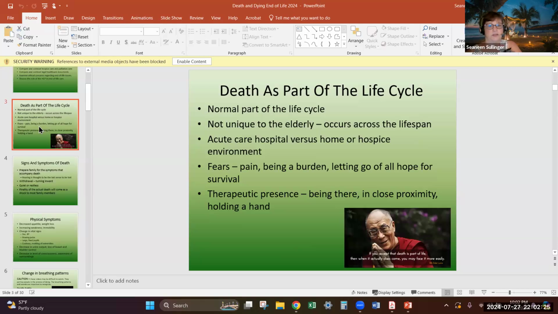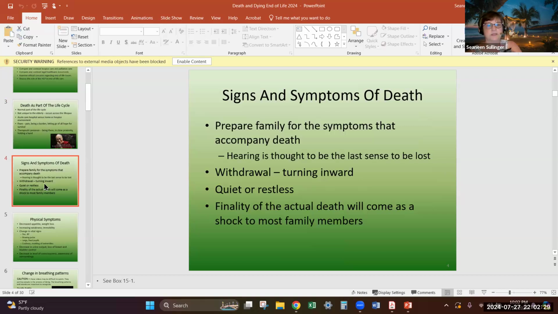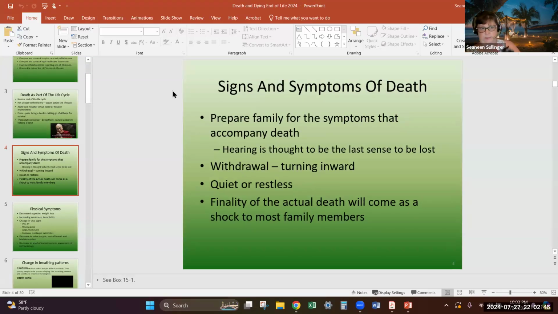Death is part of the life cycle, right? Signs and symptoms. So sometimes the person will actually start to withdraw, become quiet or restless, because they know something's happening. Hearing's thought to be the last sense to be lost. So that's why I always like to talk to someone in the process of dying to provide some comfort, hopefully, to them.